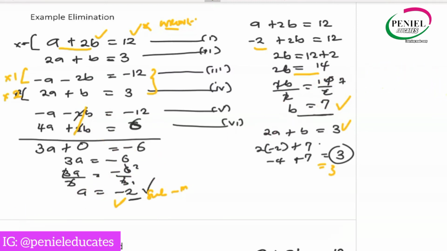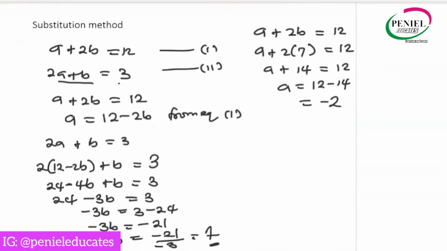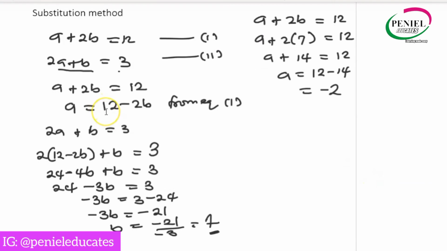All right, so let us look at the substitution method. In the substitution method, it is about finding the subject of the formula. For example, when you are given these two equations, a plus 2b is equal to 12, and 2a plus b is equal to 3.